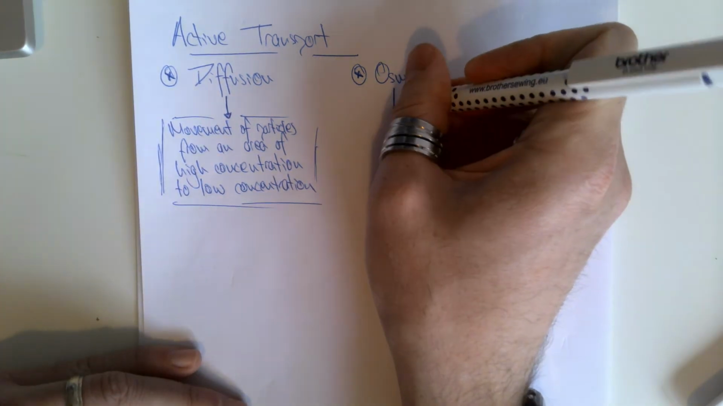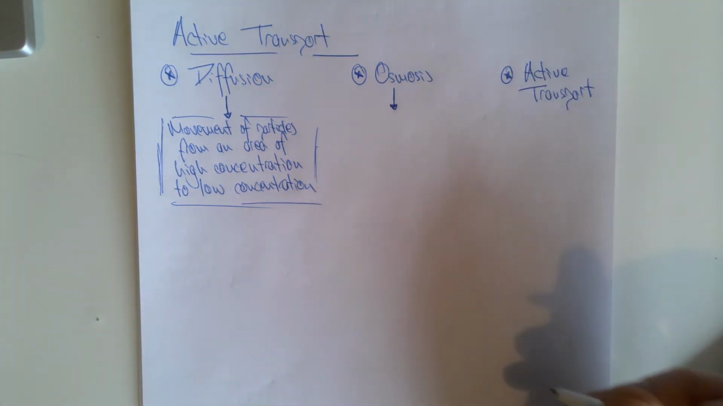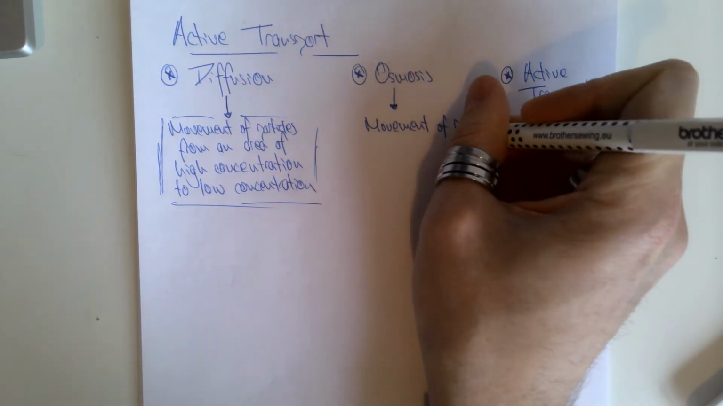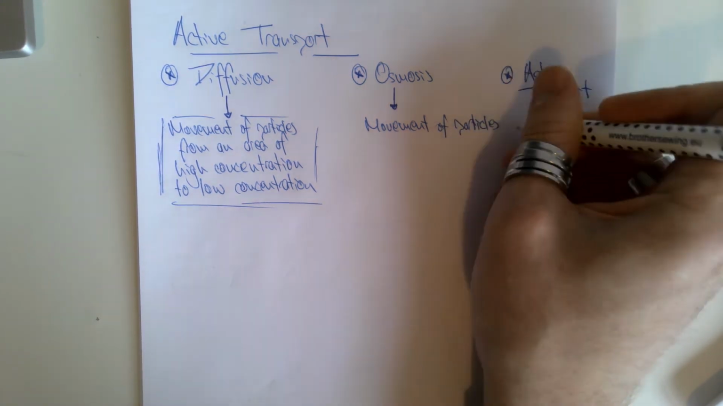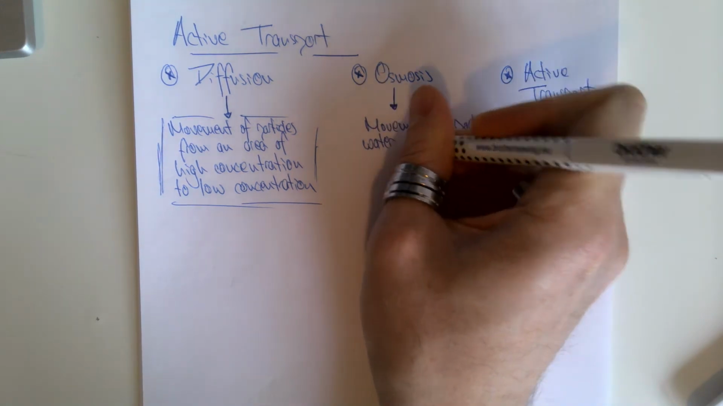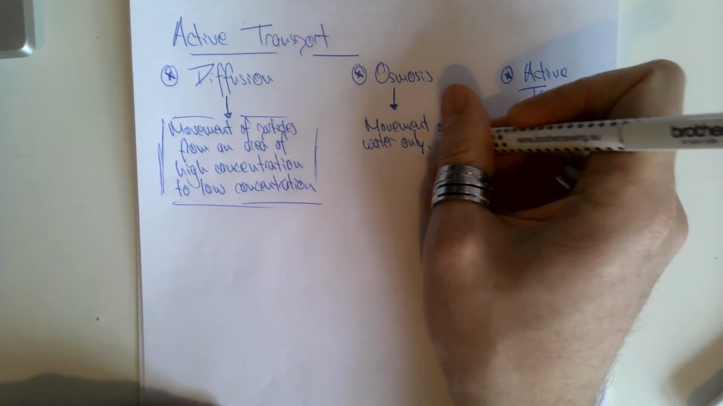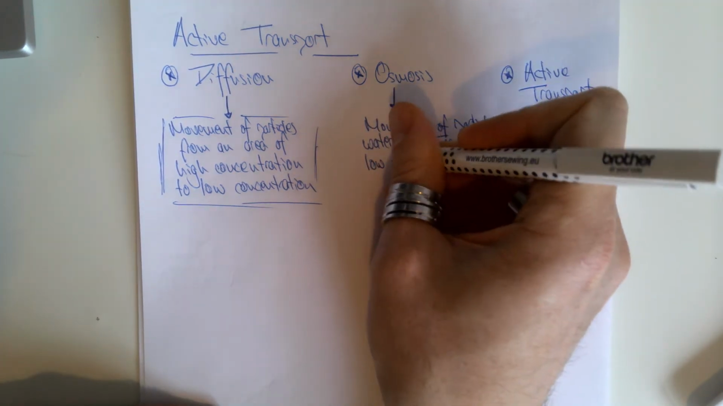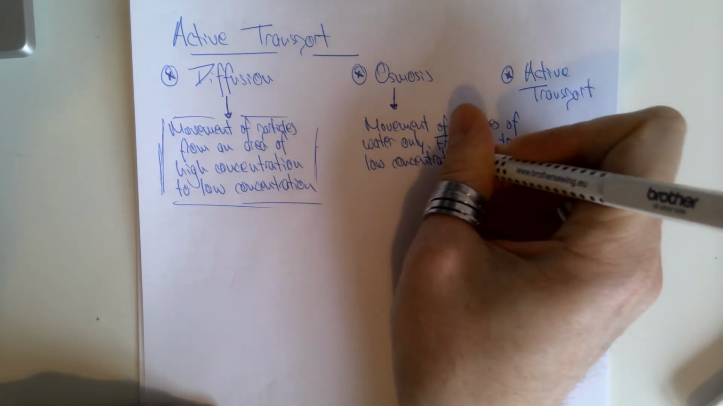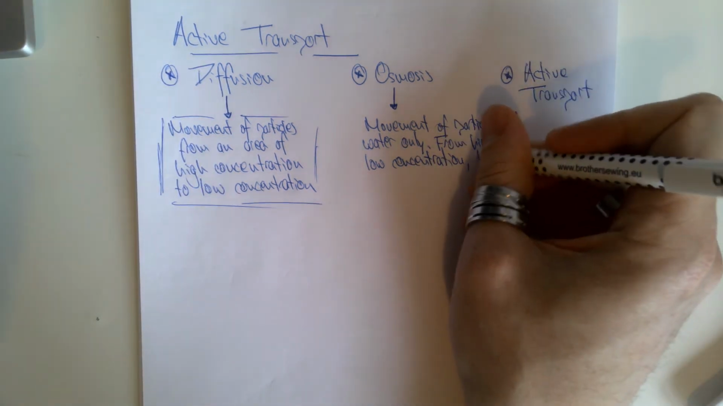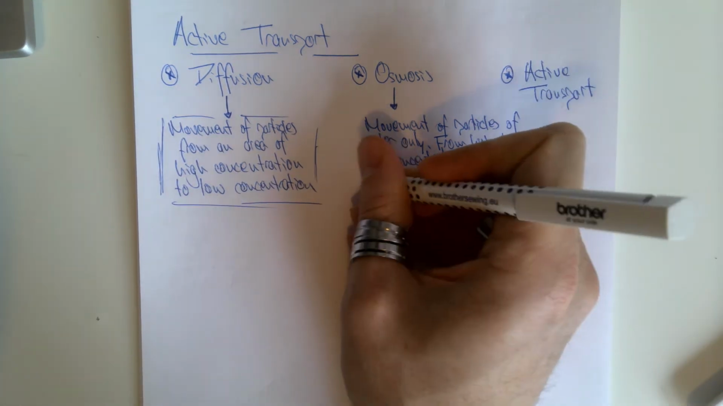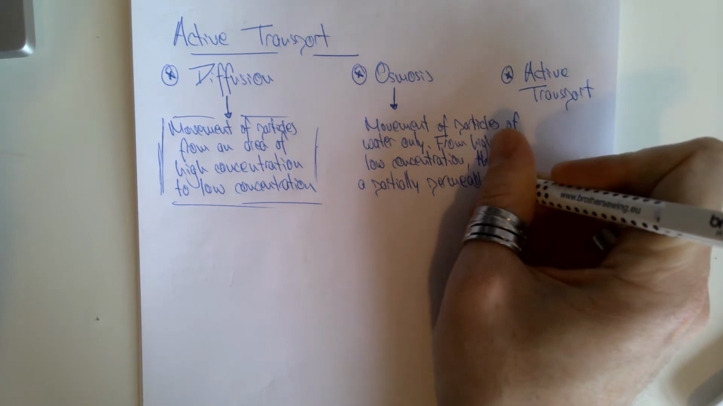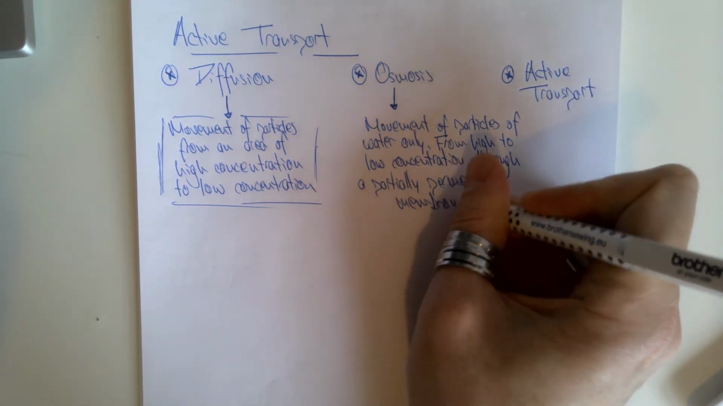Now, osmosis, you might like to describe as almost a variation of diffusion, in that it is the movement of particles of water, and it is only water, from high to low concentration through a partially permeable membrane.